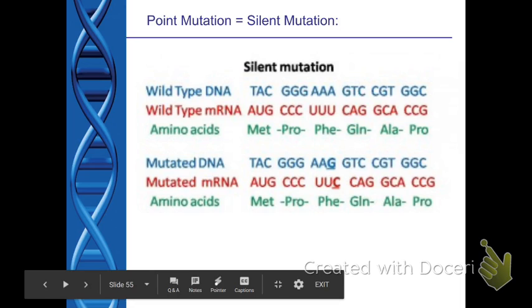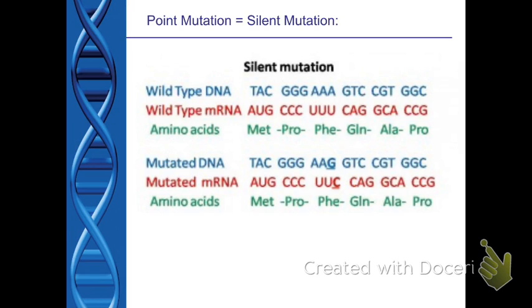But sometimes there's a silent mutation. You can see here that this A gets changed to a G, but it's in the third position. Here's the first, second, and third, first, second, and third. In the third position, oftentimes even though it changes, the amino acid doesn't change. So even though there's a mutation, we call it silent because you can't see it. Let me show you what I mean by that.